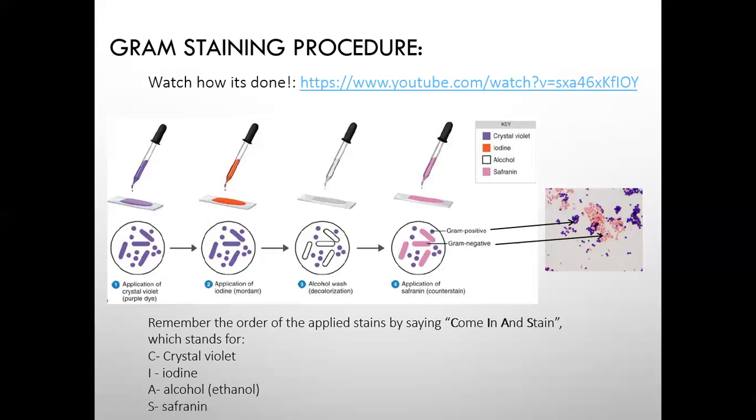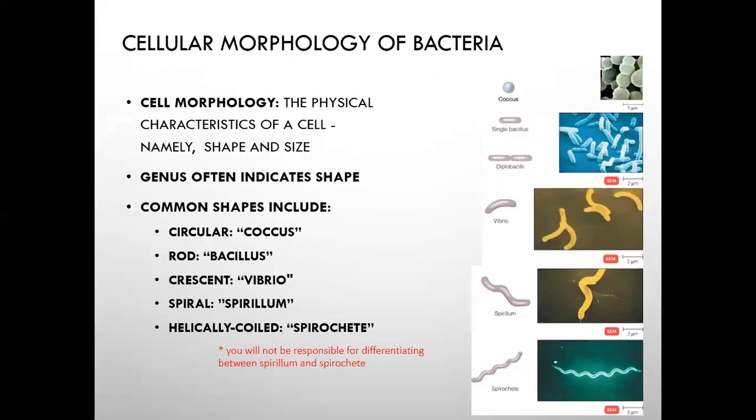A good thing to do is to watch this video for how it's done. Usually we would do this in lab. Another good thing is just to simply type in gram-negative or gram-positive bacteria on Google and start getting a feel for what those colors look like, okay? That's something that could very well easily pop up on the lab practical, and a lot of times does.